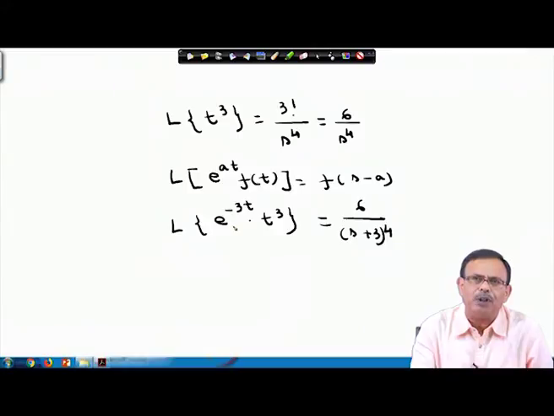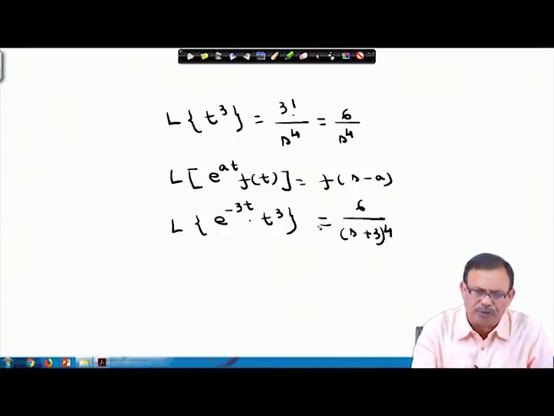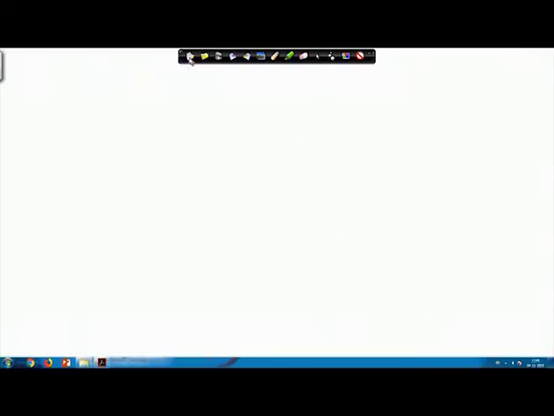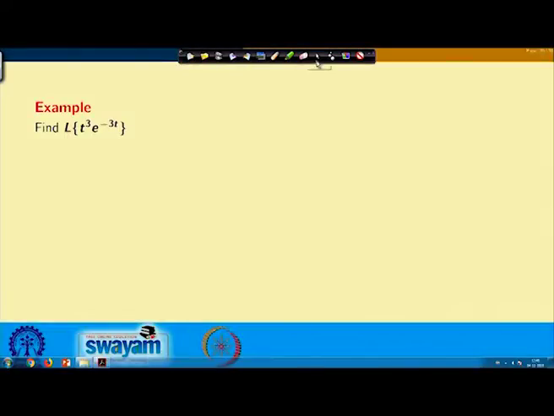If I have to use the direct method, the Laplace transform of this equals the integral from 0 to infinity of e power minus st into this. So, I have to evaluate one complex integral, but with a very simple calculation using this property, we are finding the Laplace transform of a complex function. This is the use of the properties which we will do. Let us see some more examples.